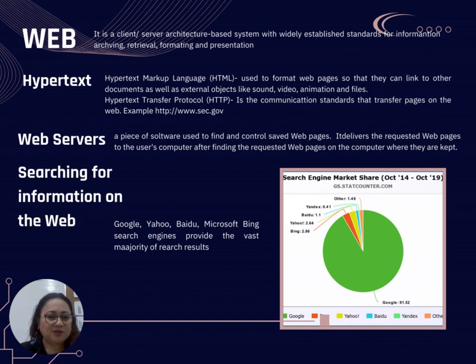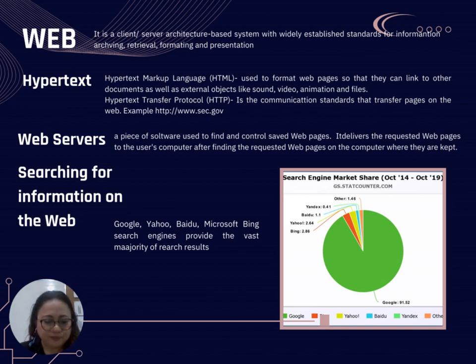So, hypertext links, or the HTML, the hypertext markup language, is used to format web pages so that they can link to other documents as well as external objects like sounds, video, animation, and files. The hypertext transfer protocol, or what we call the HTTP, is the communication standard that transfers pages on the web.